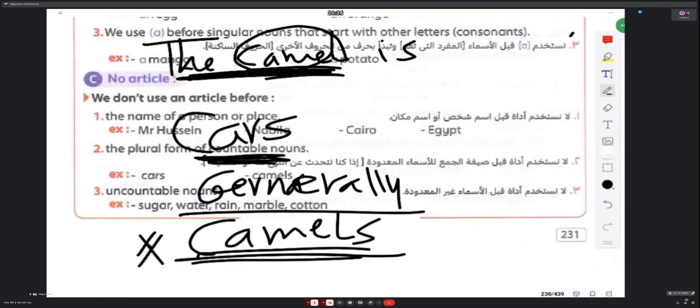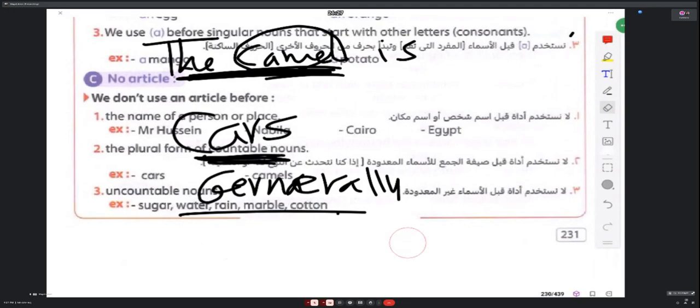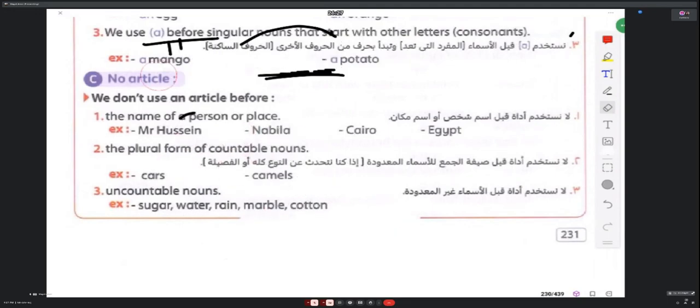But I can say the camels we bought yesterday. The camels here, I am not talking about all camels, but the camels we bought yesterday. Only the camels we bought yesterday. So here we talk about specific camels, not in general. Okay. So generally speaking, we use the plural noun. If we want to use the singular noun, we can use the before it.